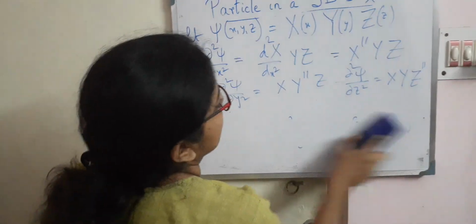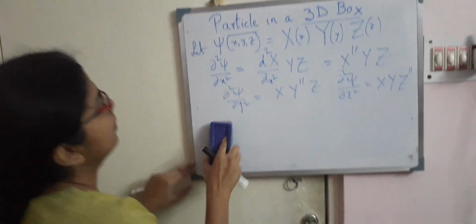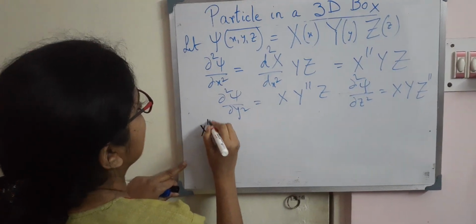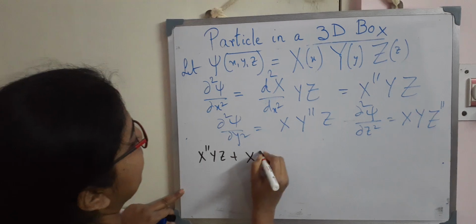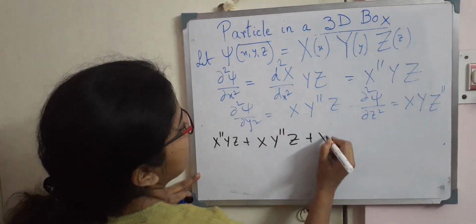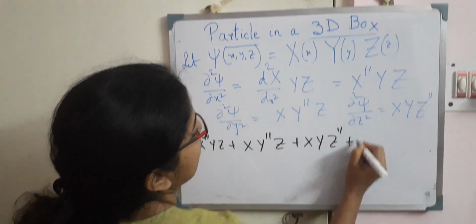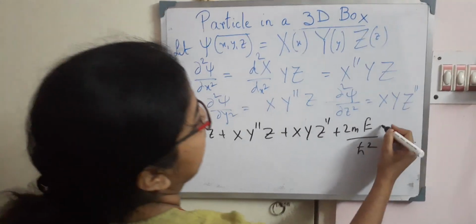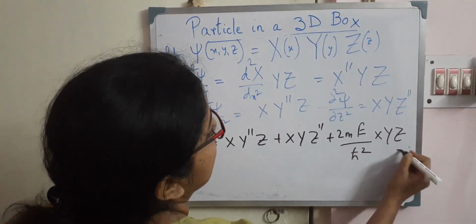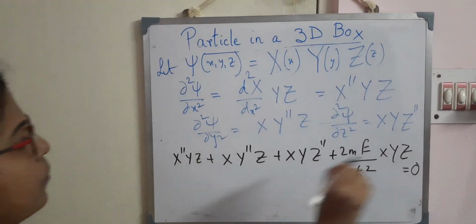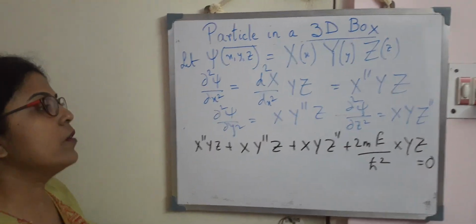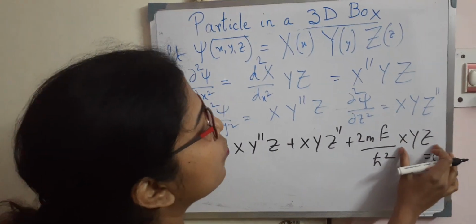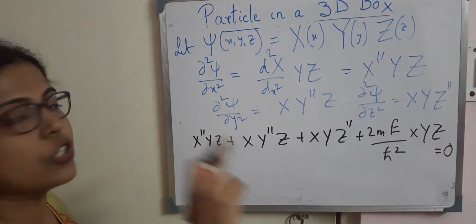So if I just put it over here, it will look like this: x double prime y z plus x y double prime z plus x y z double prime plus 2me by h cut square into x y z is equal to 0. In place of xi I put x y z. Now the common trick is we want to separate the x, y and z terms. So we will divide this equation throughout by this product of these three functions x, y, z.